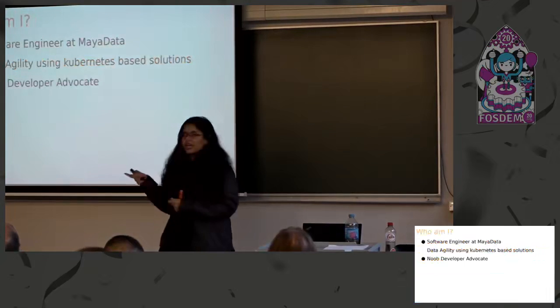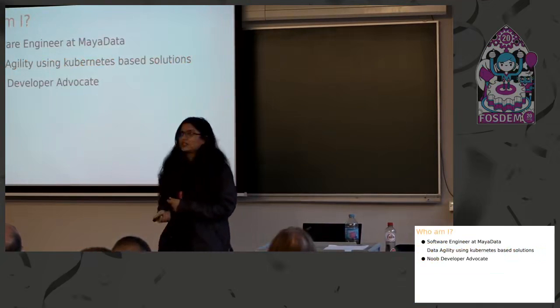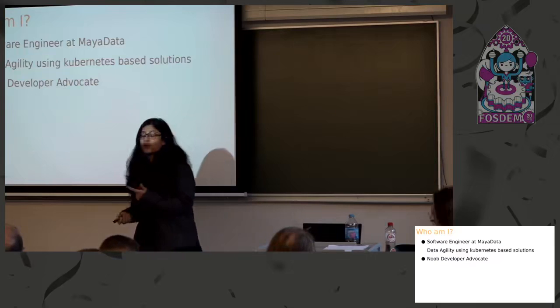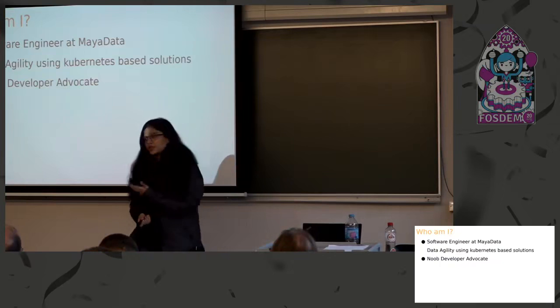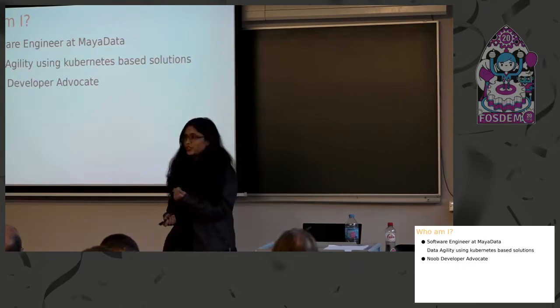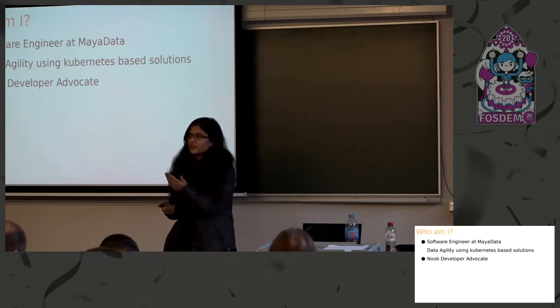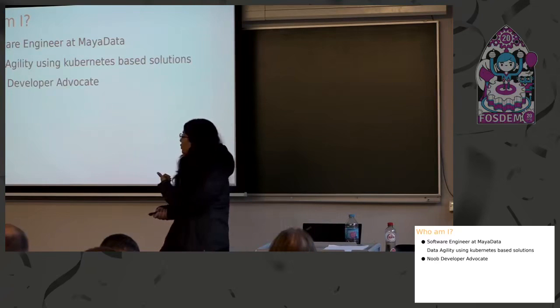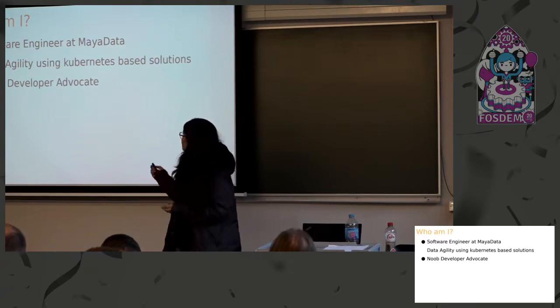So a little bit about me. I work at a company called Maya Data. Our company has an open source product called OpenEBS, a containerized storage solution for Kubernetes applications. We also work in the area of data agility. Our other product is data migration as a service, where we leverage Heptio Velero to back up and restore the Kubernetes resources along with the persistent volumes, or you can say the data.